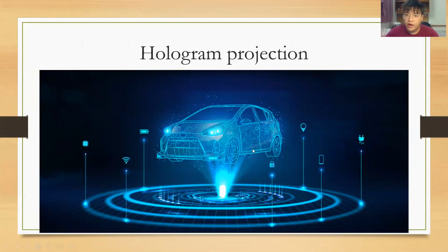Then the holograph generator is just like a light emitter. It emits light in different angles, so a projection can be shown in the air. The object is like, you can see it, but you cannot touch it or feel it.